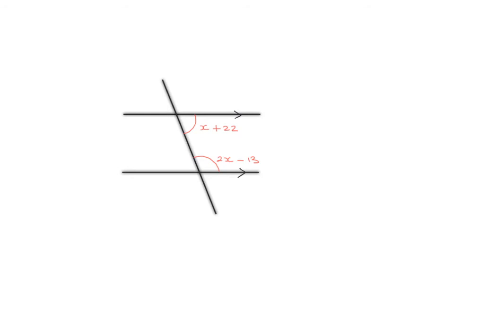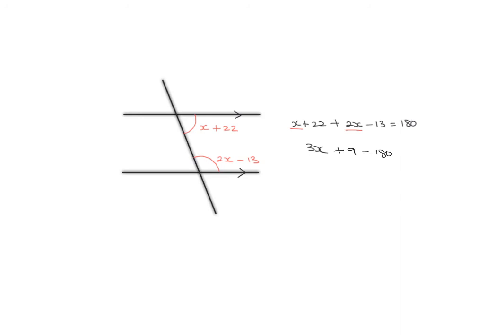So I'm going to write that down. I'm going to say x plus 22 plus 2x minus 13 is equal to 180 degrees. Same as I did before, I need to add up all of my like terms. So this x plus that 2x will give me 3x. And then 22 take away 13 is going to give me 9. So 3x plus 9 is equal to 180.